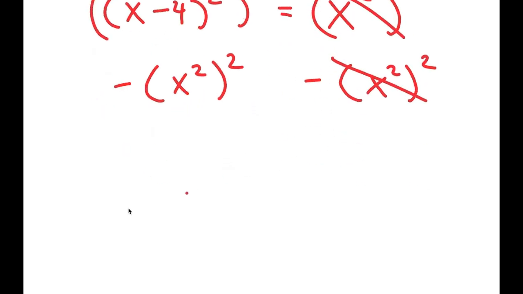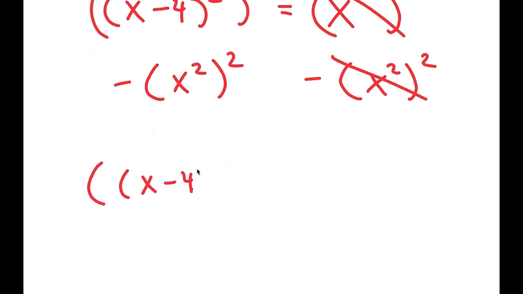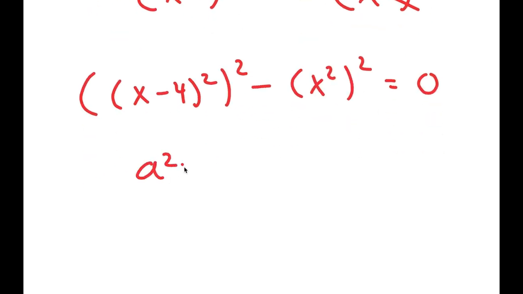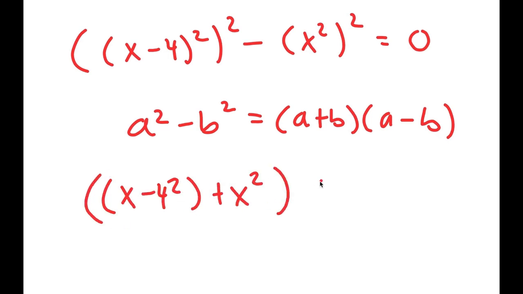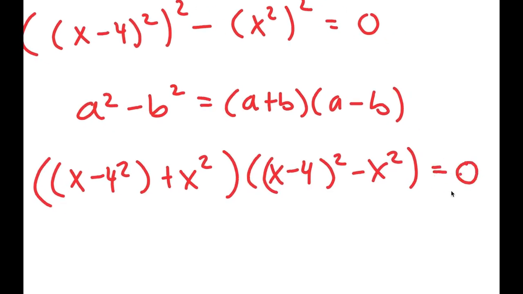So these two cancel out. And I get (x minus 4 squared) squared minus (x squared) squared is equal to 0. Now if I have something in the form a squared minus b squared, this is equal to a plus b times a minus b. So now I get (x minus 4 squared plus x squared) times (x minus 4 squared minus x squared) is equal to 0.